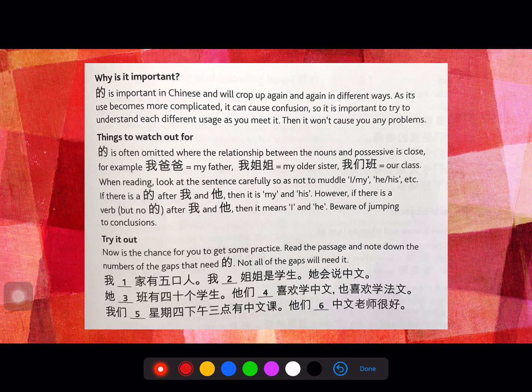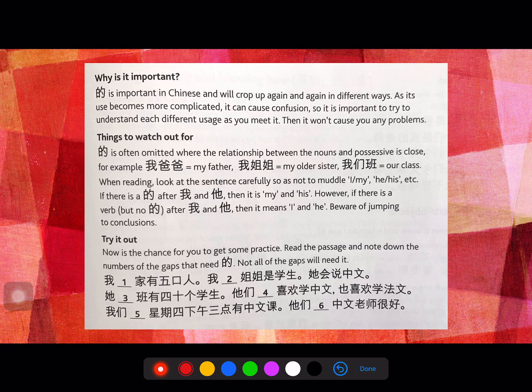So why is it important? 的 is important in Chinese. This is on the next page, 103. 的 is important in Chinese and will crop up again and again in different ways. As its use becomes more complicated, it can cause confusion. So it is important to try to remember and understand each different usage as you meet it. Then it won't cause you any problems.